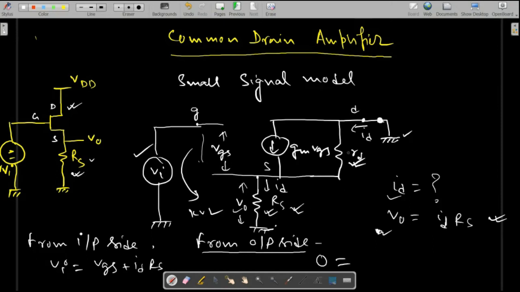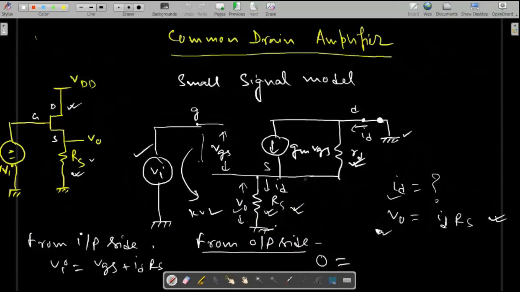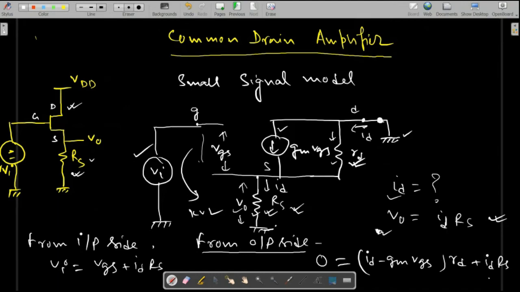RS. So what is the current flowing through RD? In our previous case also, we calculated this. What is the current flowing through RD? How much? ID minus gmVGS. Yes, ID minus gmVGS. This current is gmVGS. This current is ID. So the rest of the part, ID minus gmVGS, and the value of resistance RD, because the voltage drop equals I into R. And this one is nothing but ID into RS. Okay, so that is equal to zero.